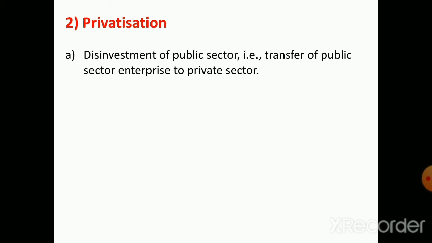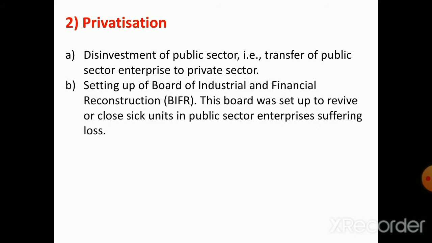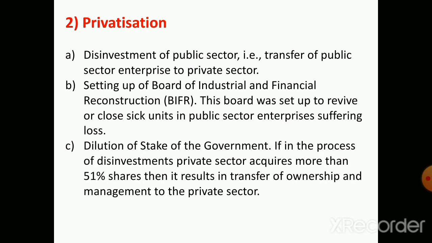First is disinvestment of public sector, that is transfer of public sector enterprise to private sector. Second is setting up of Board of Industrial and Financial Reconstruction, which is BIFR, and this board was set up to revive or close sick units in public sector enterprises suffering losses. Third is dilution of stake of the government. If in the process of disinvestment, private sector acquires more than 51 percent shares, then it results in transfer of ownership and management to the private sector.